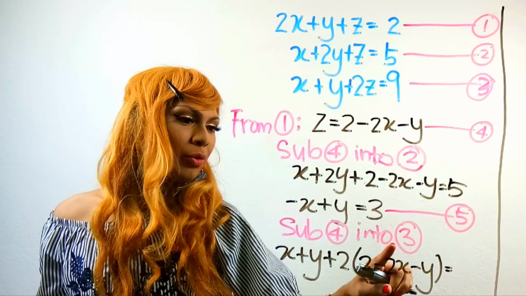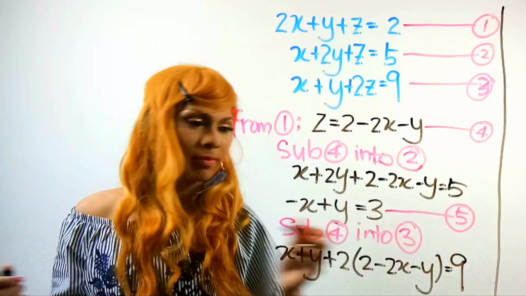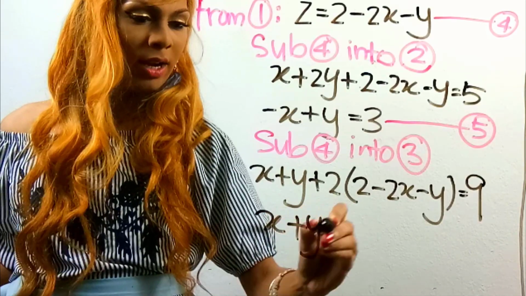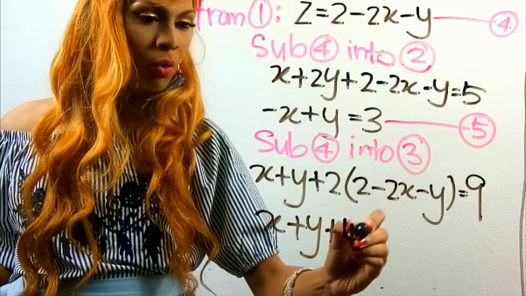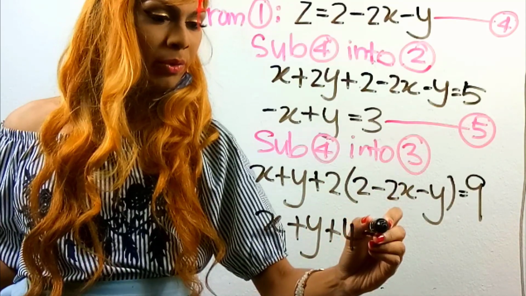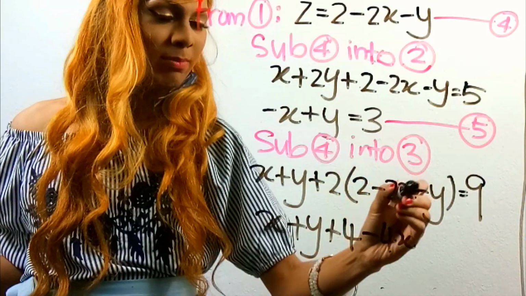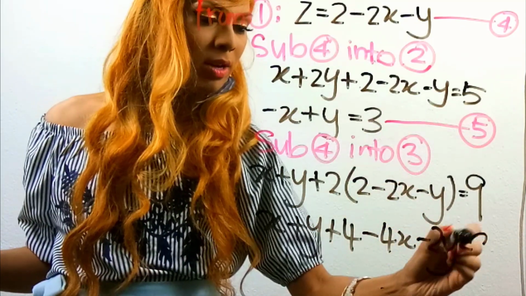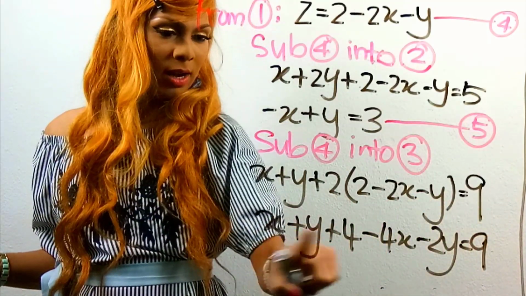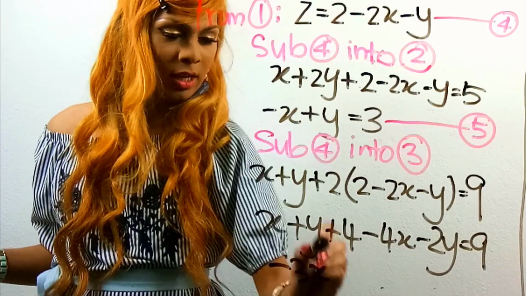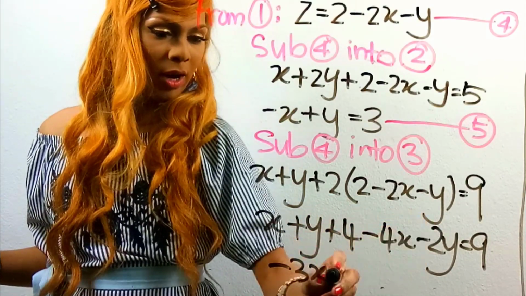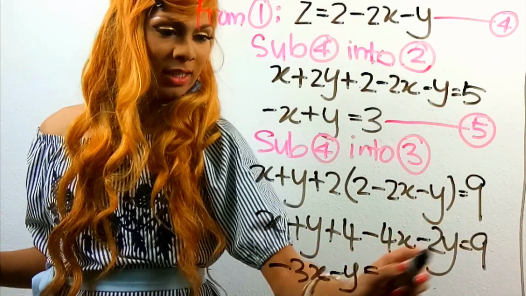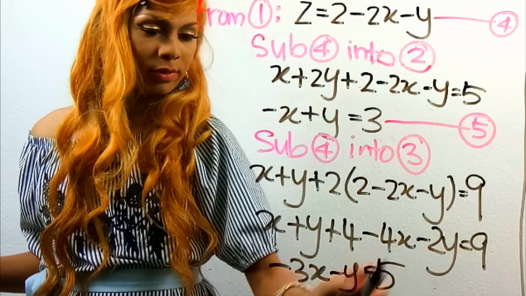Okay, I put it into 3, equals 9. We simplify this, so I will have x plus y plus 2 times 2 minus 2x, which is 4 minus 4x, and 2 times negative y, minus 2y, equivalent to 9. Alright, 1 minus 4, negative 3x. 1y minus 2y, negative y, which is negative 1y, equivalent to 9. This 4, I bring it to that side. 9 minus 4, I will have 5.